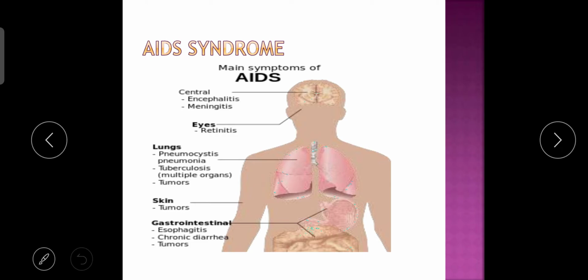So these are the signs and symptoms based on the stages. In the acute cases, you can see some symptoms. In the clinical latency cases, you can notice some symptoms. And in AIDS, if it is in the last stage, then you can notice these symptoms.